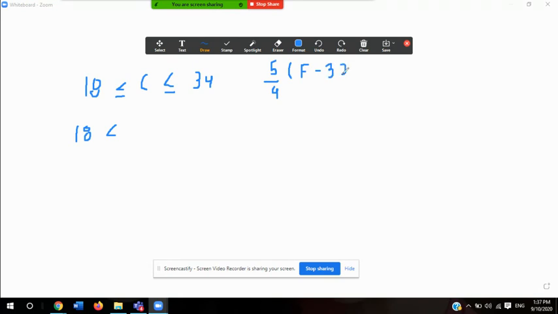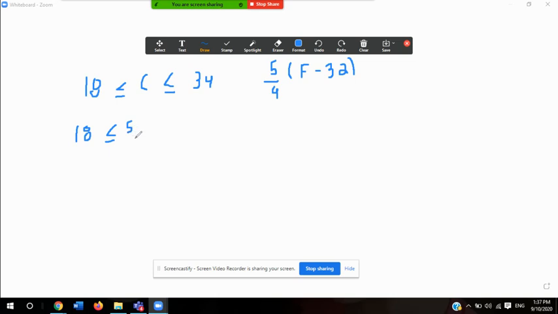The problem is asking me to write the compound inequality, which I did. 18 is less than or equal to C, and C is less than or equal to 34, which means that the temperature is going to range between 18 and 34. But now they want us to change that Celsius to Fahrenheit. So instead of writing the C, I'm going to write the formula.